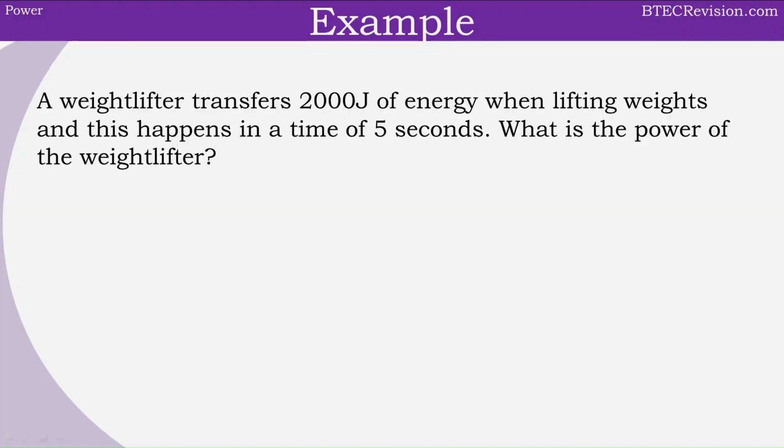Let's look at an example. A weightlifter transfers 2000 joules of energy when lifting weights, and this happens in a time of 5 seconds. What is the power of the weightlifter? The first thing we should do is write down the equation. Power equals work done divided by time. And we can plug in our values. Looking at the units, they are all in the correct form. So we can just simply put the numbers in. That's 2000 divided by 5, and that would give us a value of 400 watts.